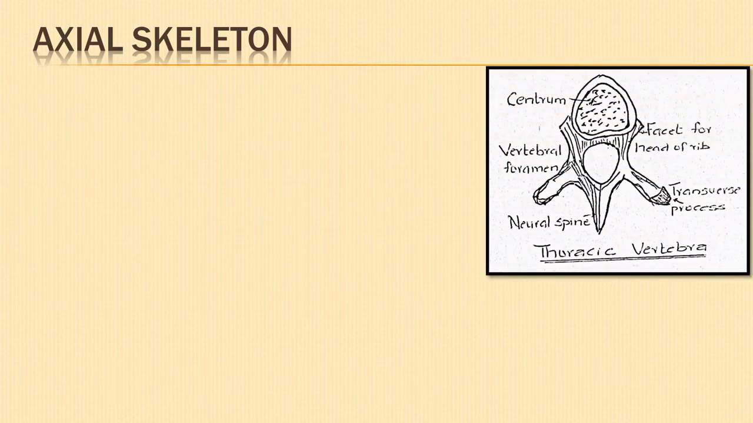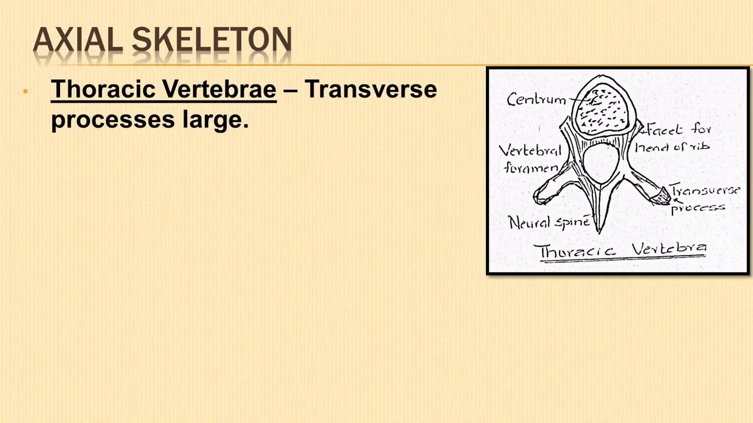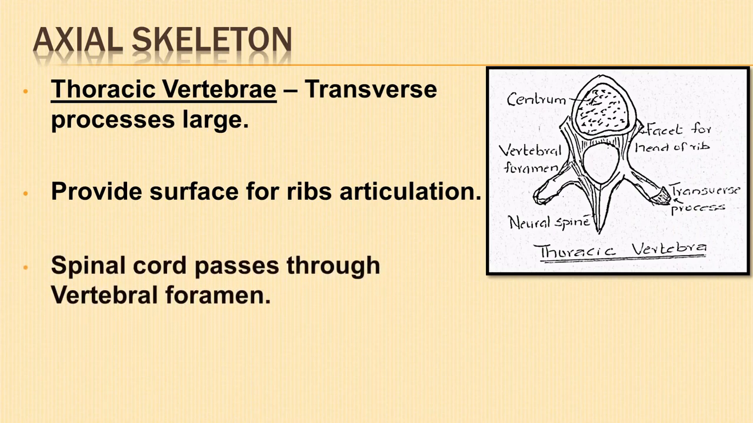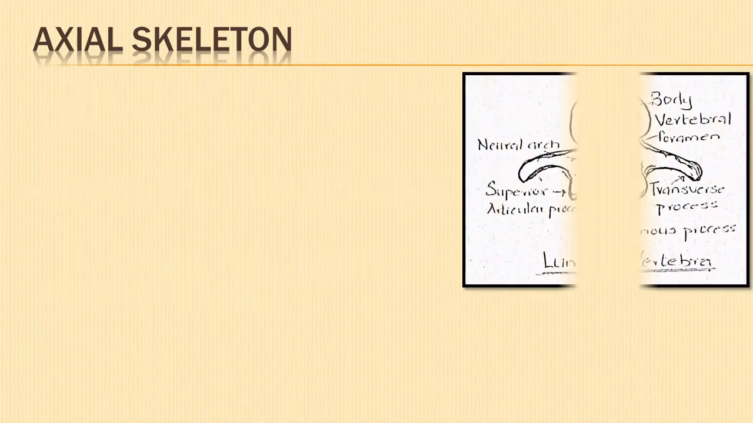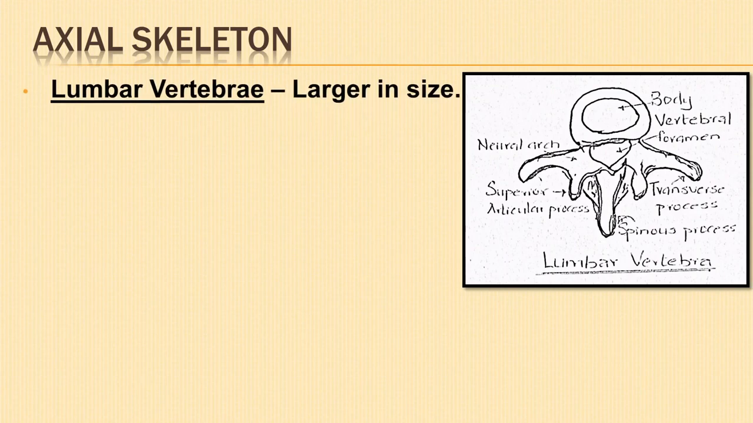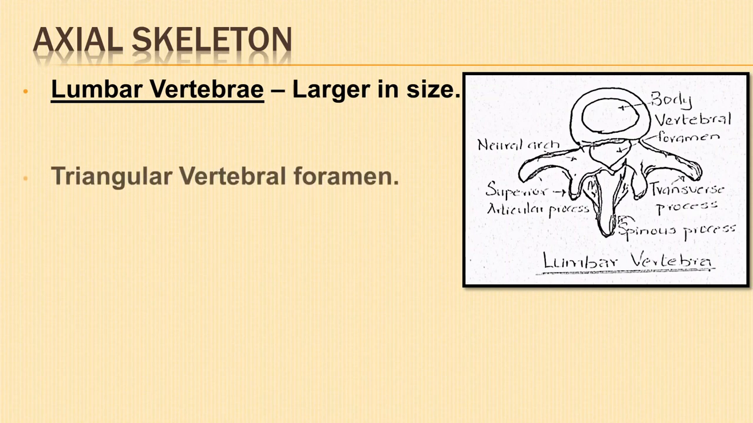Thoracic vertebrae are 12 in number. Transverse processes are large-sized and provide a surface for rib articulation. The spinal cord passes through an opening called the vertebral foramen. Lumbar vertebrae are 5 in number and are larger in size. The vertebral foramen is triangular.